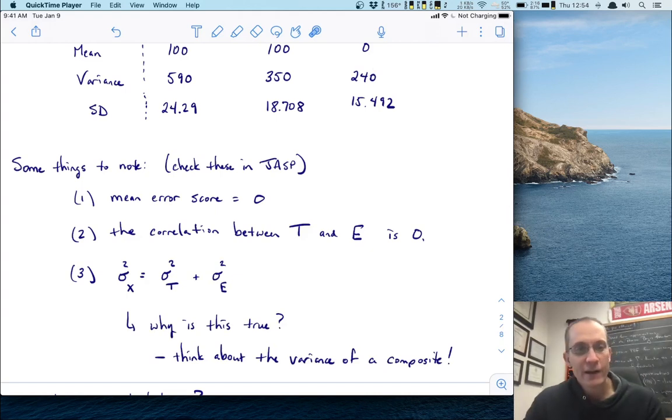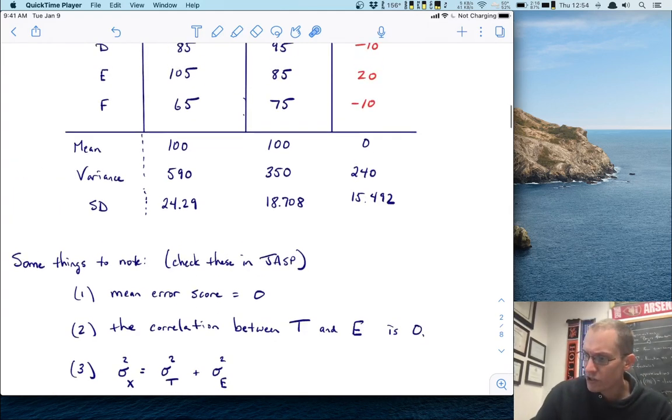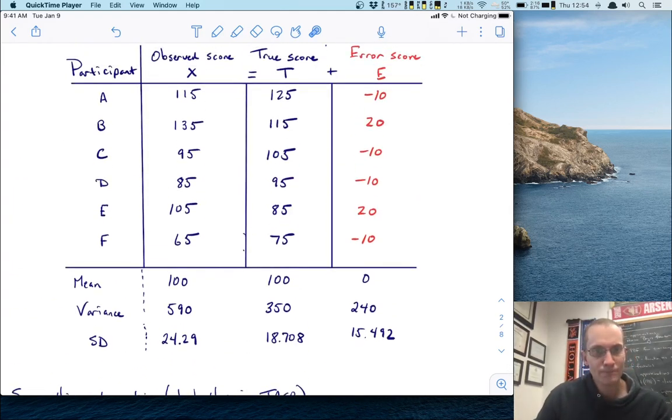Well, think about the variance of a composite, right? If you have a composite score X composed of two subtests, which is basically what the true scores and error scores are, then it's the sum of those plus two times the correlation between the true and error scores. But you know the correlation between the true and error scores is zero. So that means that this little sum right here works out just perfectly, and that checks out here. Again, this is not how to compute these things. This is just something to note about the structure of these scores, okay?